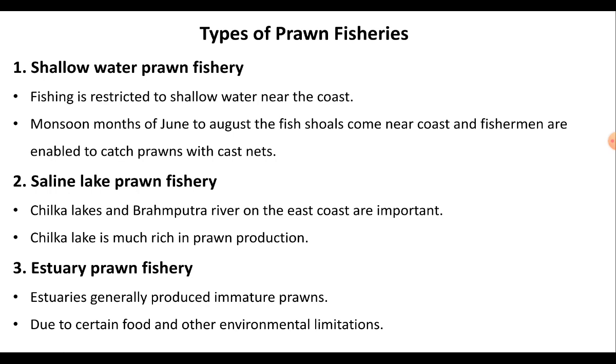Saline lake prawn fishery, where Chilka Lake and Brahmaputra river on the east coast are important areas, and Chilka Lake is very rich in prawn production. The third one is the estuary prawn fishery. In estuaries, generally immature prawns are found. It may be due to certain food and other environmental limitations.